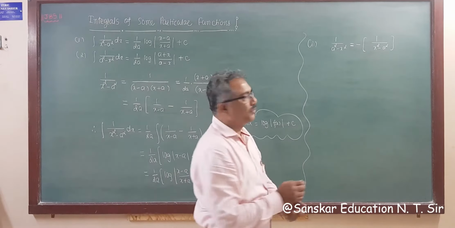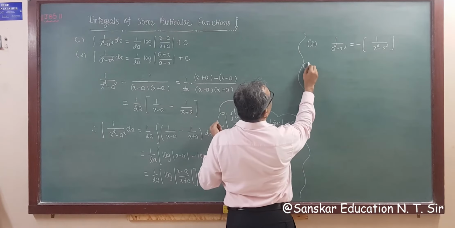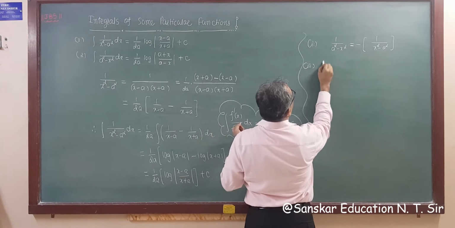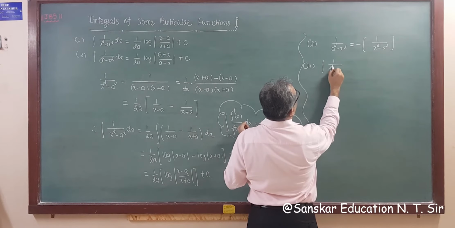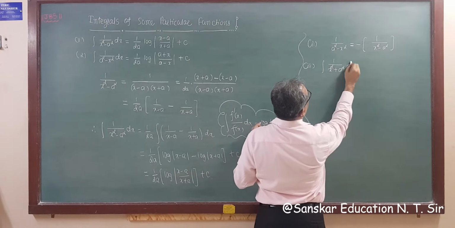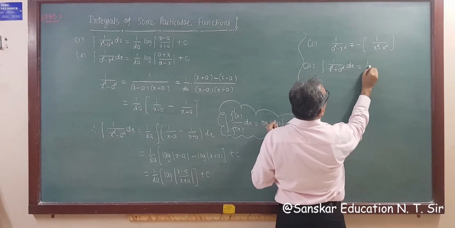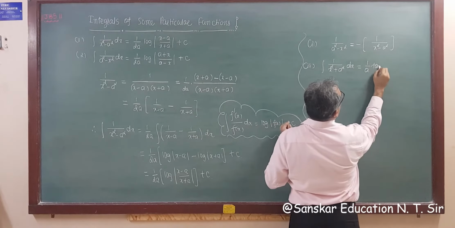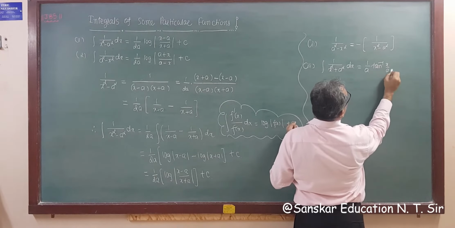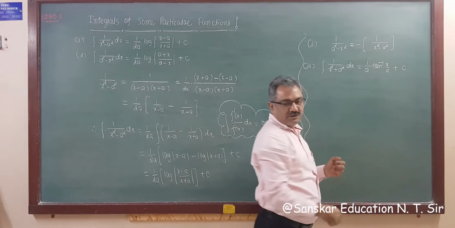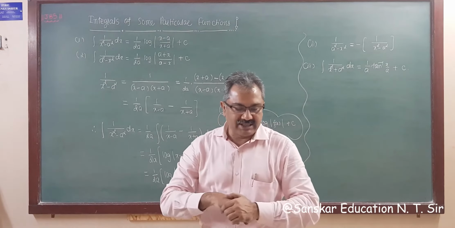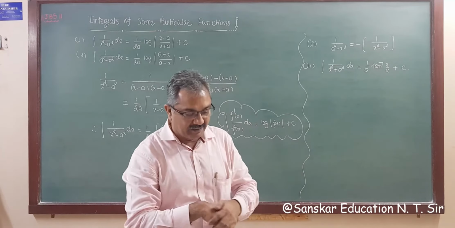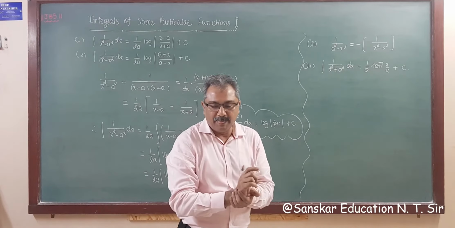Then you have a third formula, which is integration of 1 upon (x square plus a square) dx, that is 1 upon a tan inverse (x by a) plus c. This is your third formula. 1 upon (x square plus a square) integrates to 1 upon a tan inverse (x by a) plus c, right?